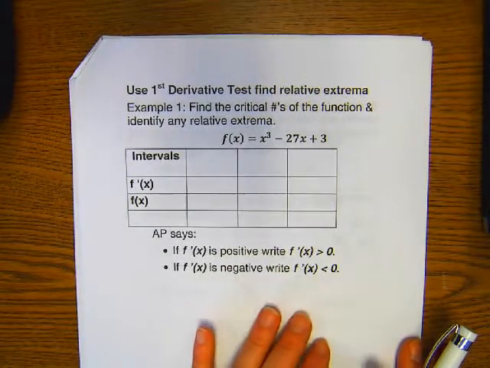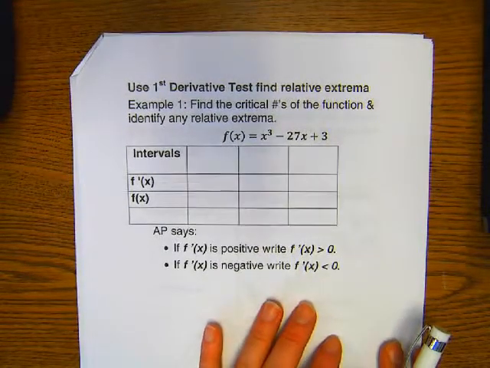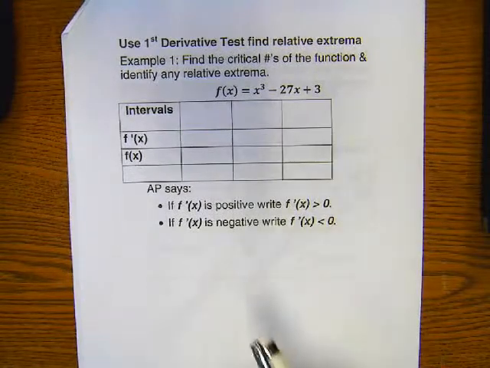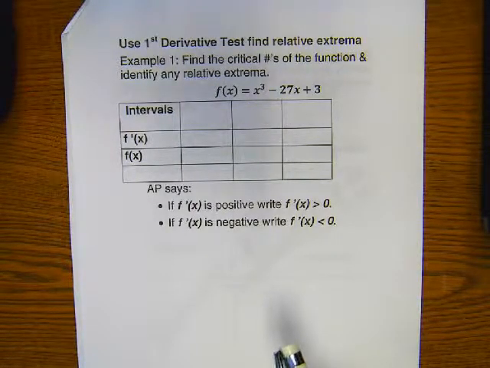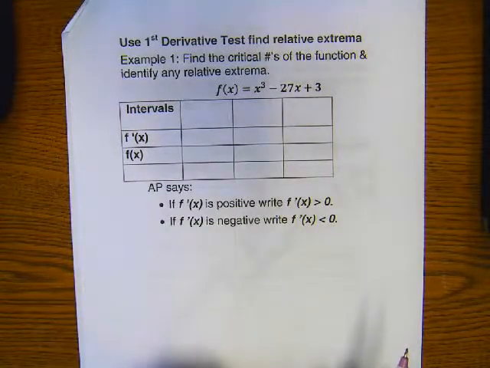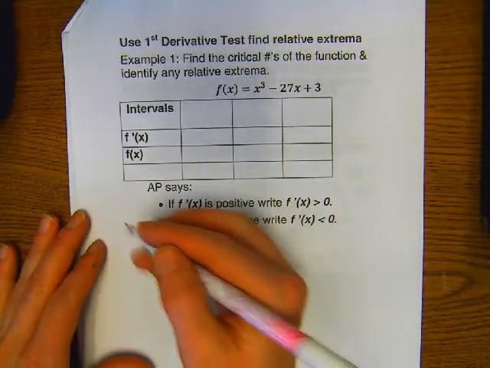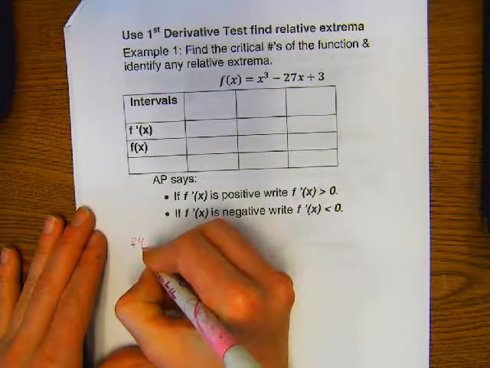Let's use the first derivative test to find relative extrema. The reason I have intervals there is that we're going to use a sign chart, because the sign chart helps us decide what kind of values the derivative has, which helps us decide what the function f of x is doing. The first one we're going to do is x cubed minus 27x plus 3. First, I'm going to figure out what the critical numbers are, so I'm going to find the derivative.